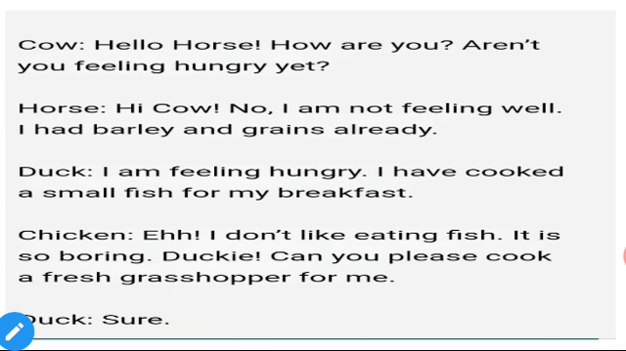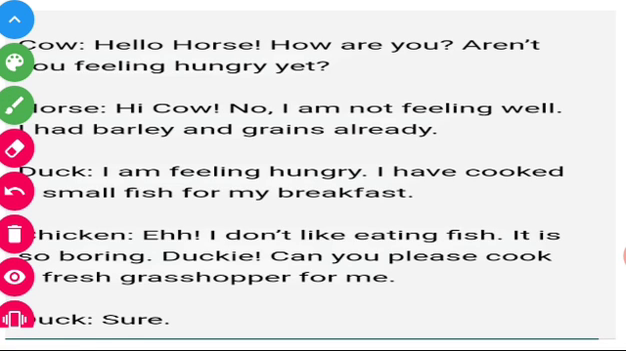Cow: Hello horse, how are you? Aren't you feeling hungry yet? Horse: Hi cow, no, I'm not feeling hungry. I had barley and grains already. Duck: I'm feeling hungry. I have cooked a small fish for my breakfast. Chicken: I don't like eating fish. It is so boring. Ducky, can you please cook a fresh grasshopper for me? Duck: Yeah, sure.